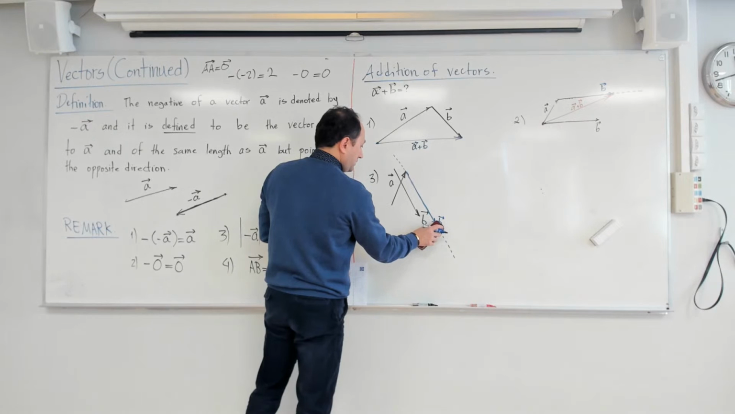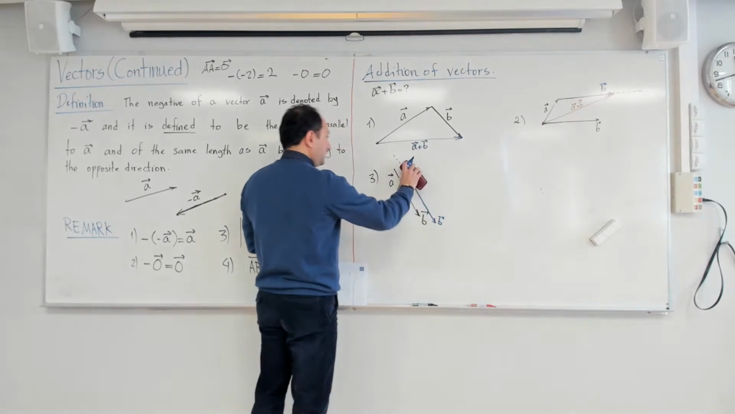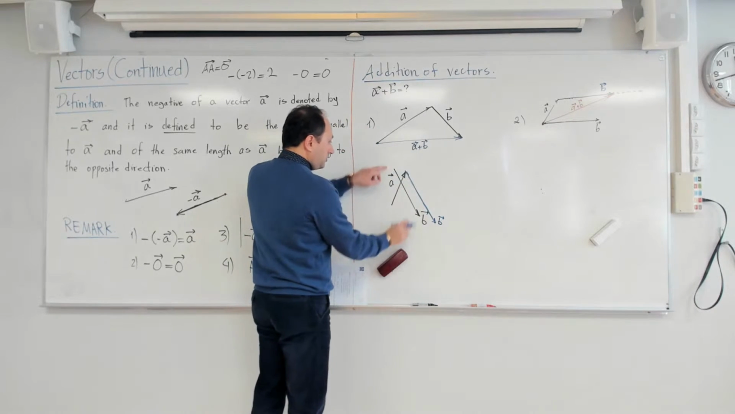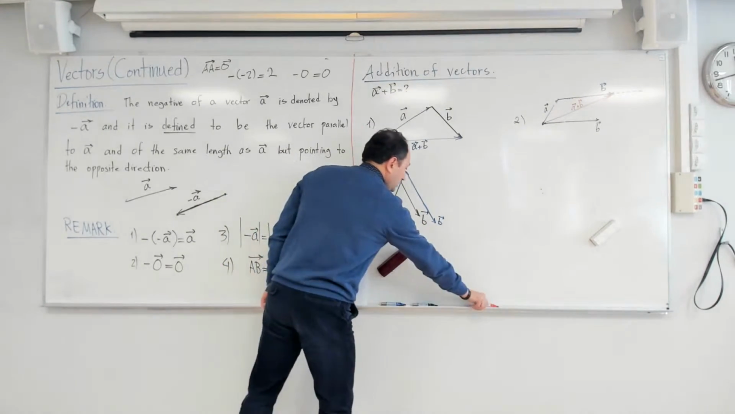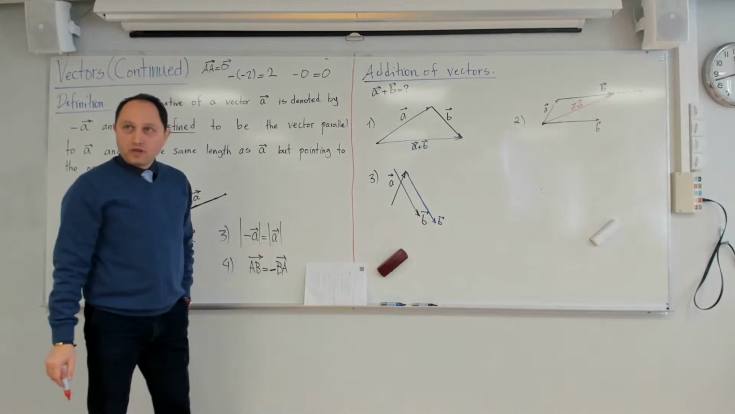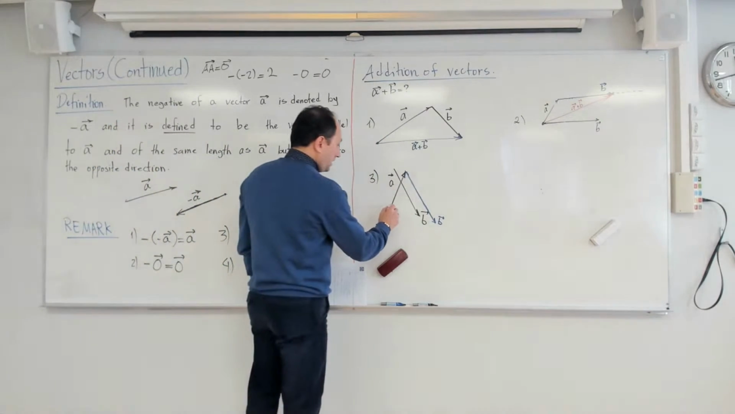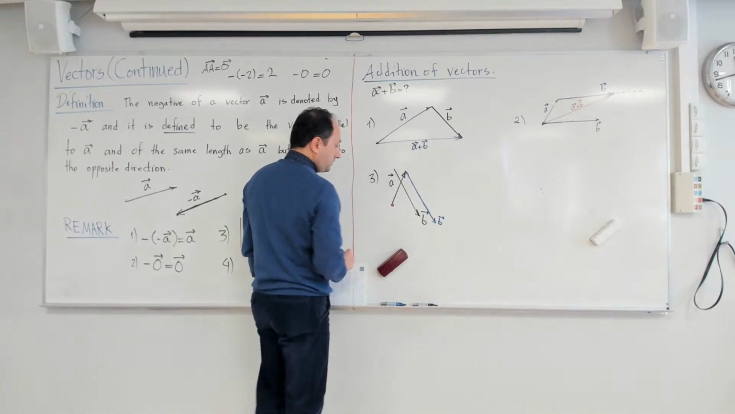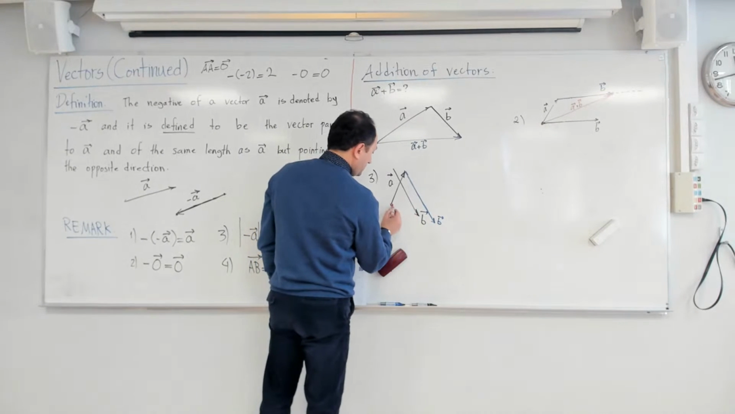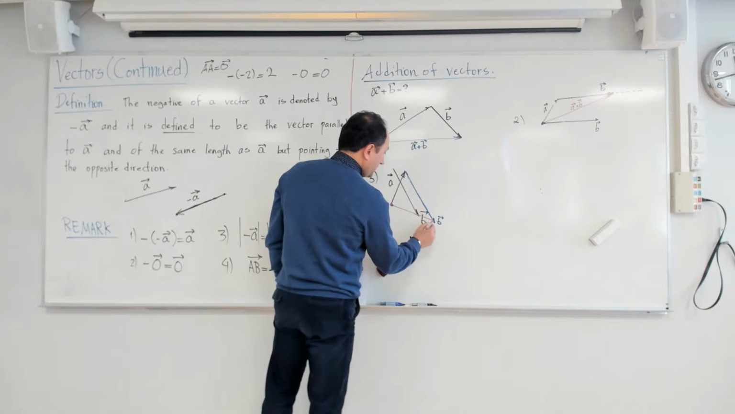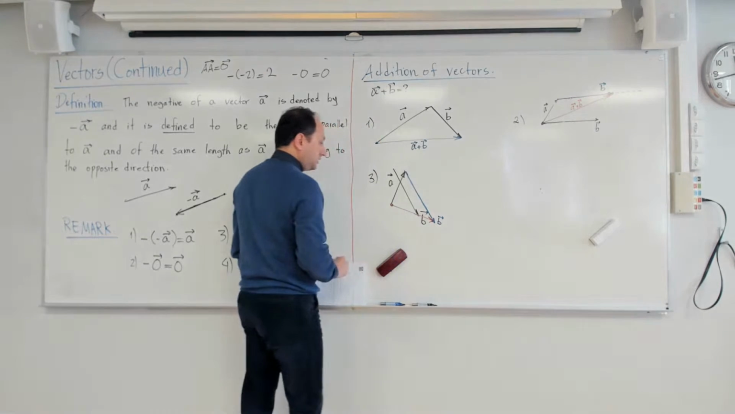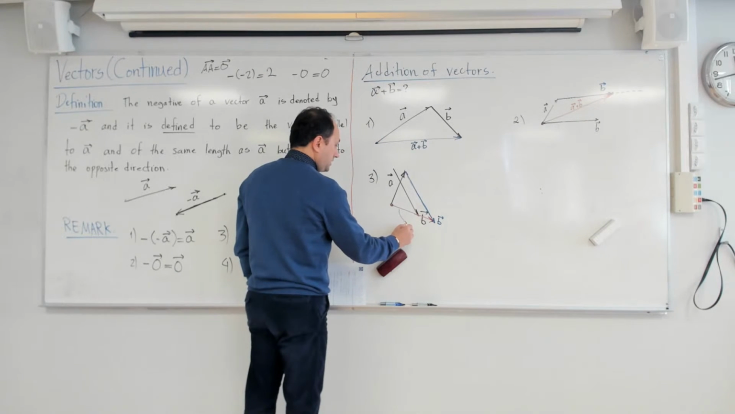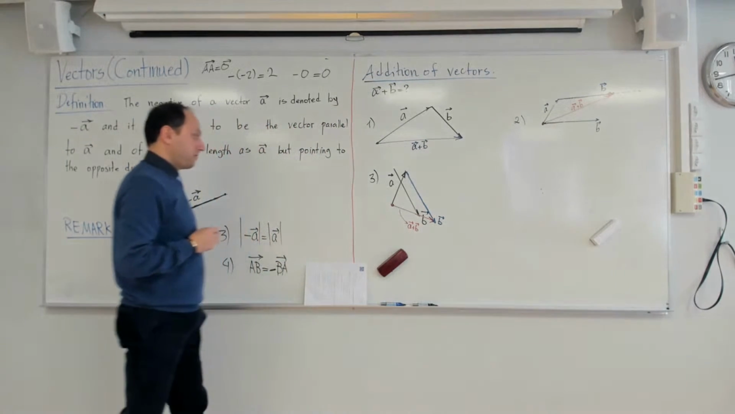So I don't need the rest of it. So let me clean it. So if I call this vector B, that's also the vector B. Again, the rule is the same. I connect the initial point of the first one and connect it to the final point of the second one, and I put the tip of the arrow here. So this vector that you see here is the vector A plus B.